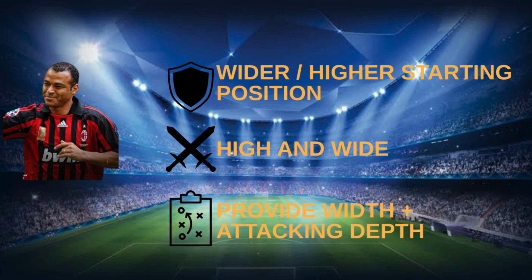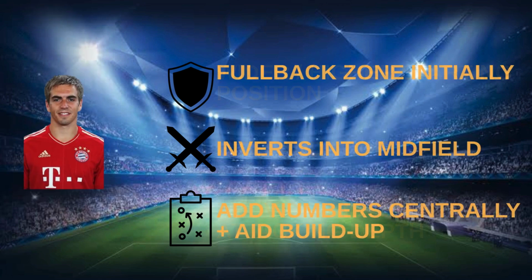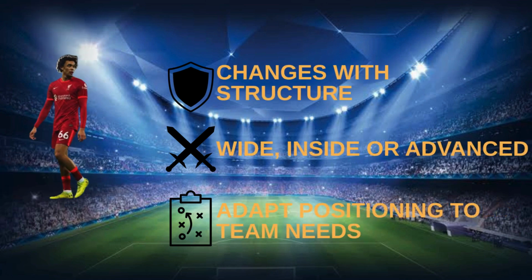The falseback inverts to add another player inside and help control midfield. And the hybrid fullback can switch between these behaviors as the game changes. None is automatically better. Each solves a different tactical problem. Because the position tells you where a player starts, but the role tells you what they are trying to achieve.